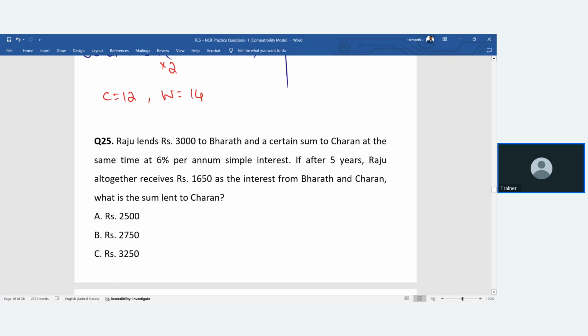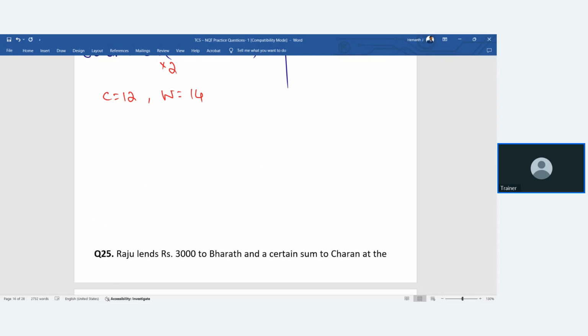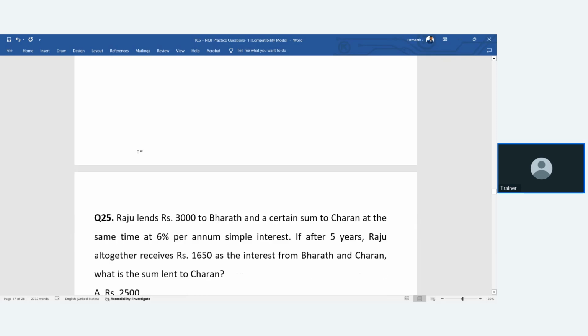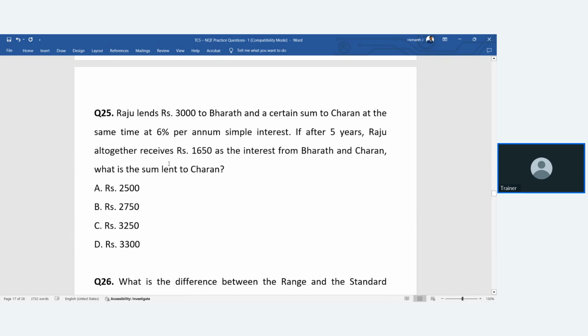This is related to simple interest and compound interest. So you just see that Raju lent rupees 3,000 to Bharat and a certain sum to Charan at the same time at 6% per annum simple interest. If after 5 years Raju altogether receives rupees 1,650 as the interest from Bharat and Charan, what is the sum lent to Charan? Right? See, some certain sum to Charan at 6%. If after 5 years Raju altogether receives rupees 1,650, what's the answer?